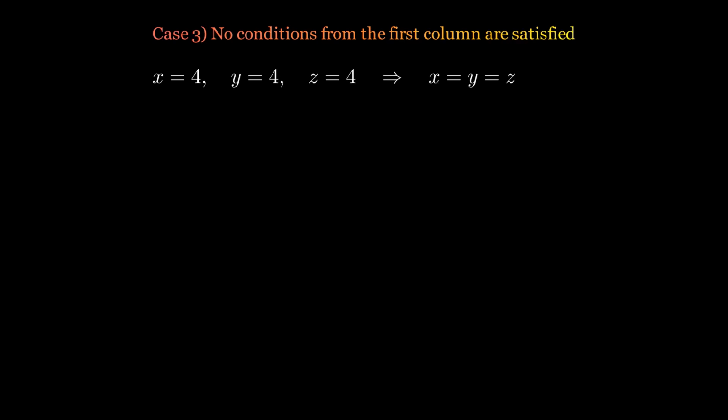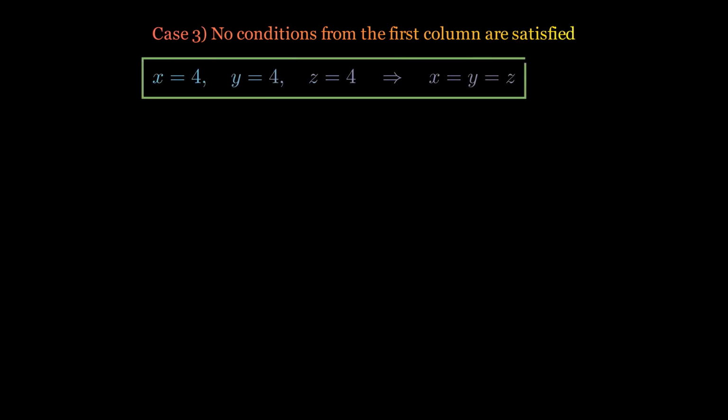Case 3. No conditions from the first column are satisfied. What happens if none of the conditions from the first column are true? In this case, all conditions from the second column must hold. This implies x equals 4, y equals 4, and z equals 4, which means x equals y equals z. But wait, isn't this the same as case 1? Exactly. Trying to satisfy all second column conditions leads to a contradiction. Why? Because when x equals y equals z, all conditions from the first column are satisfied, contradicting our initial assumption in case 3.